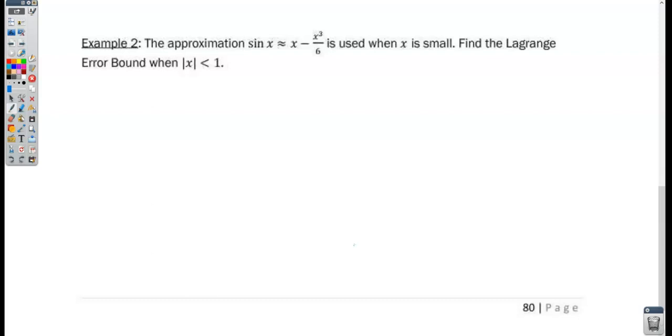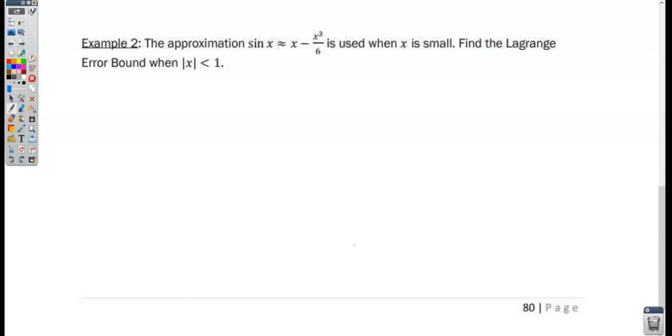All right, folks, welcome back to video 2 of section 10.12 of AP Calculus BC, the Lagrange Error Bound. We're going to continue with some examples related to Lagrange Error Bound in this lesson. Let's start here with example 2.